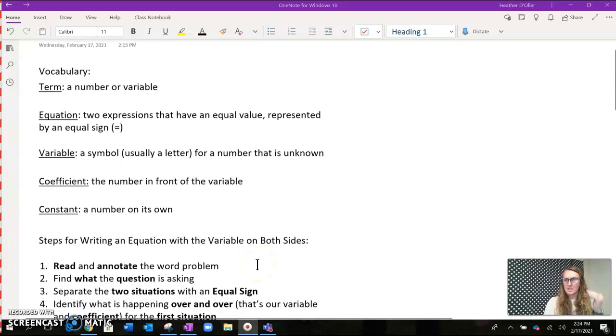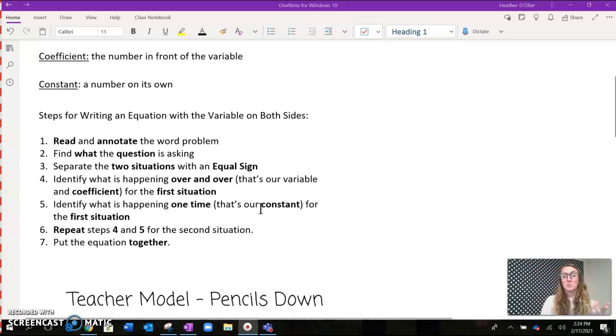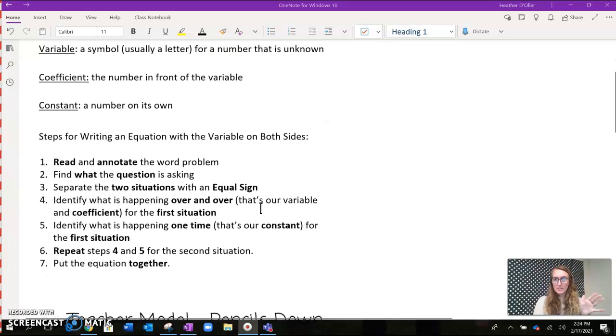So now that we have some of that knowledge in our head, our steps for writing an equation with the variable on both sides, they seem a little wordy, but when it comes down to it, it's not too bad. First, read and annotate the word problem. Great way to break it down. Figure out what the question is asking, okay? Because that's going to help us. Then separate the two situations with an equal sign, all right?